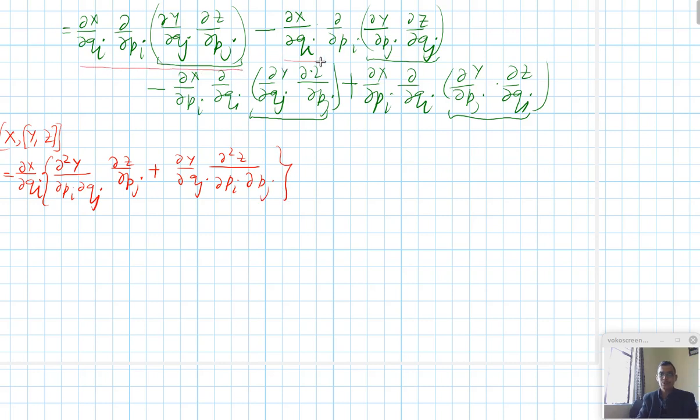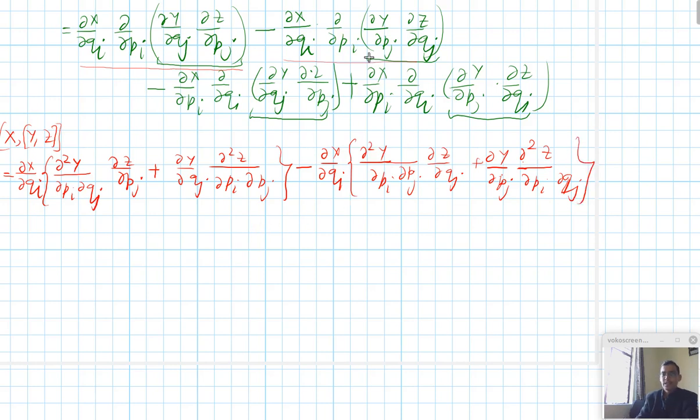Now let me go to the second term, minus ∂X/∂qi, then ∂²Y/∂pi∂pj and ∂Z/∂qj, plus ∂Y/∂pj, then plus ∂²Z/∂pi∂qj. That's what we have to keep in mind, right? So I have expanded this. Now I will expand this term, and after that I will expand this.